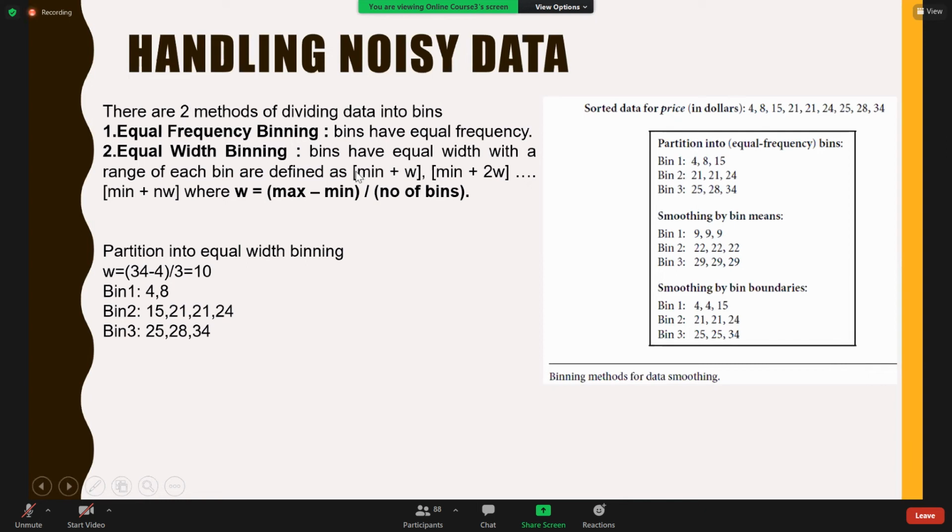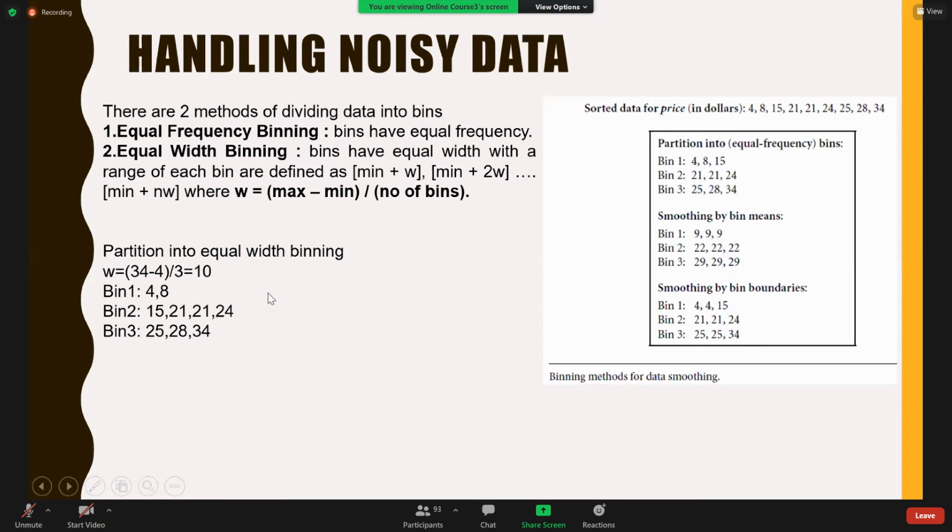So the width will be in such a way that the first bin's width is set to min plus W. Minimum will be the lower boundary. The higher boundary of bin 1 will be minimum plus width. And the second bin will start from the end of this, that is minimum plus width, and end at minimum plus 2 into width. In this example, we already solved it.